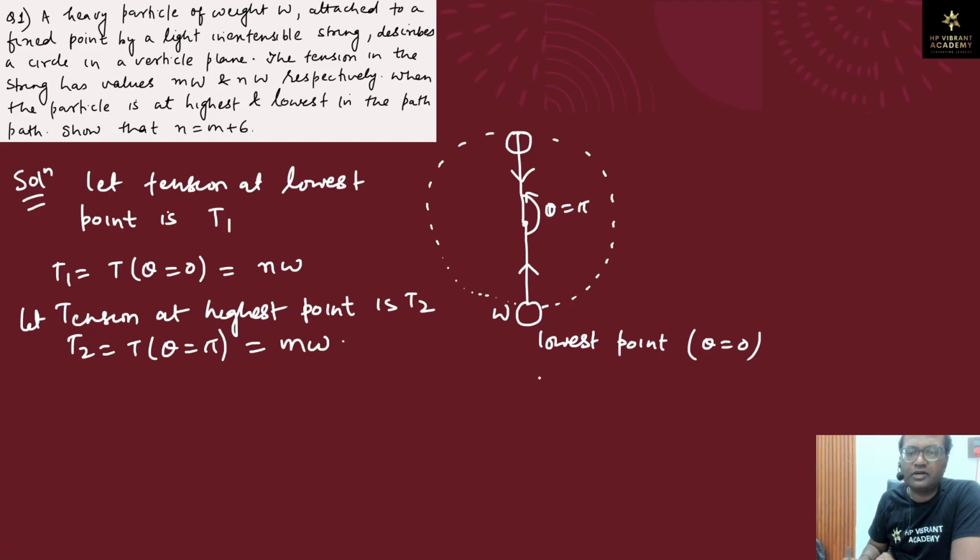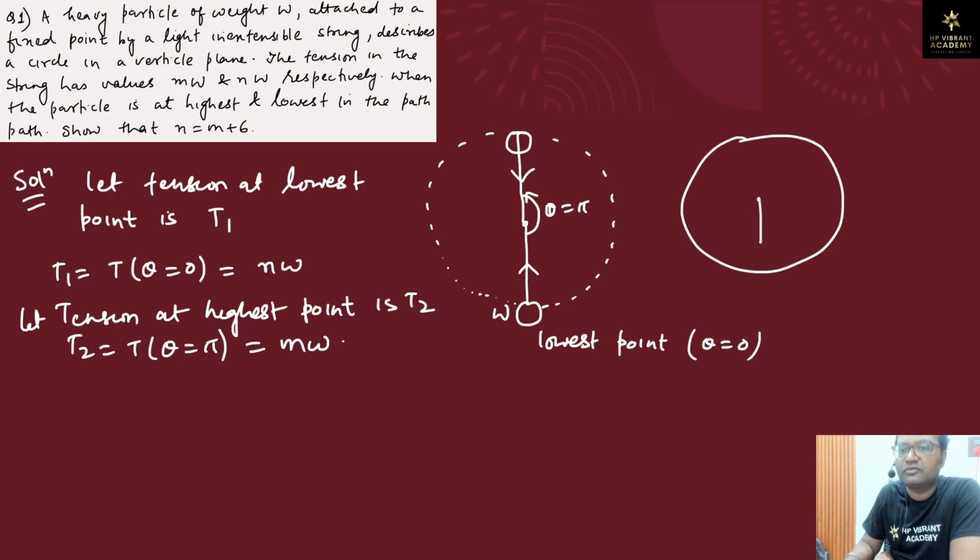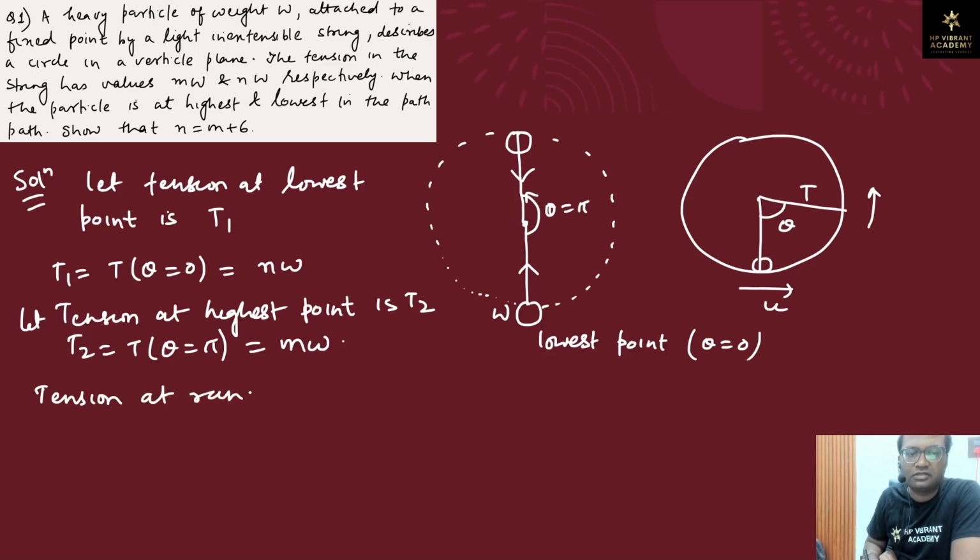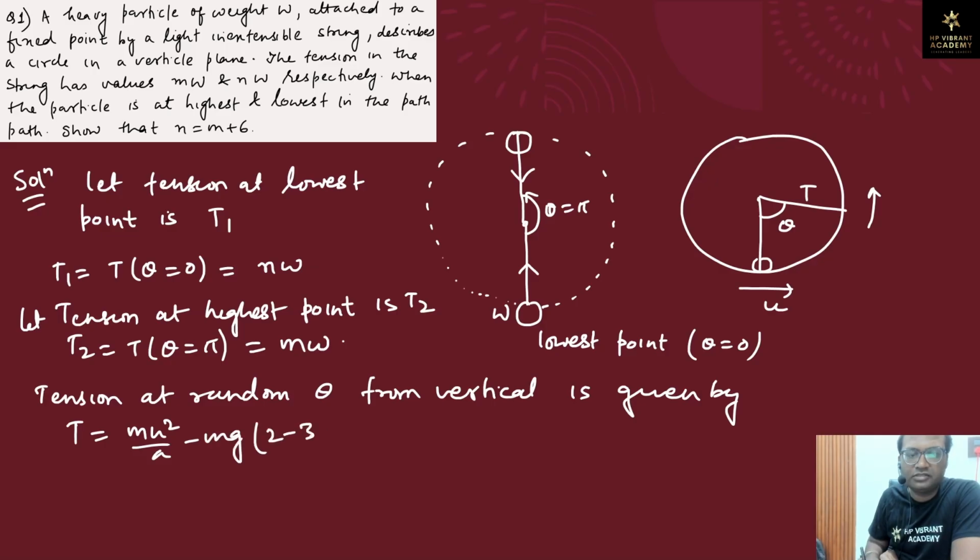Let us recall our discussion on the calculation of tension and velocity at a particular angle theta. What we have seen in the previous lecture is that suppose the initial velocity given to the particle is u. We have calculated the value of tension and the velocity when the angle described is theta. The tension at a random theta from the vertical is given by T is equal to mu square upon a minus mg into 2 minus 3 cos theta.